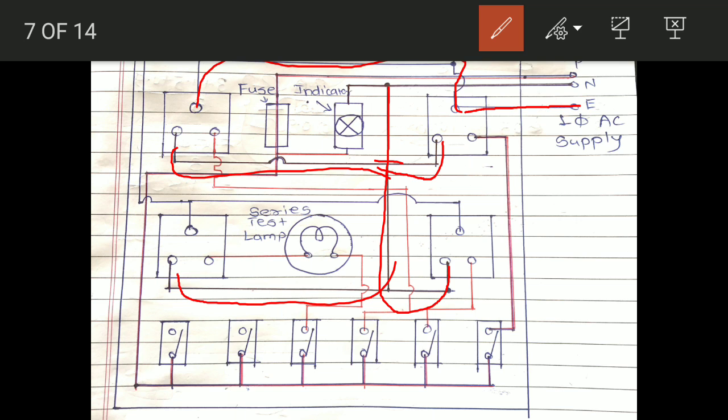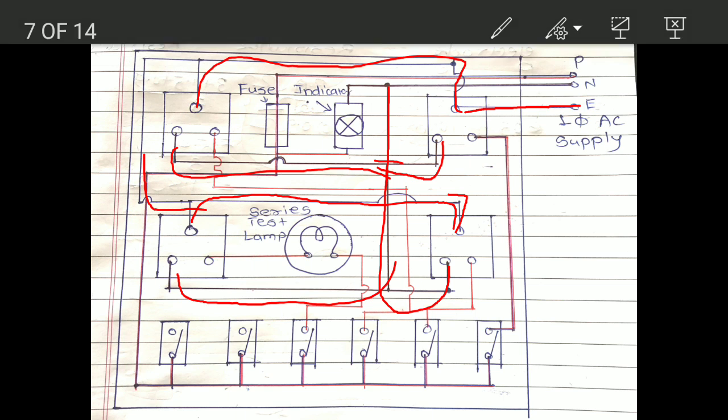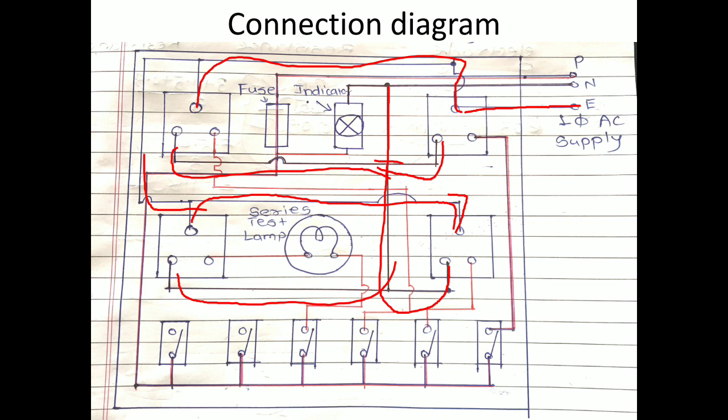Okay, then this earthing point is also connected in series with this, and this point is again connected here for the purpose of earthing. Okay, this is the simple connection diagram. Here the phase goes to all the switches, and then to all the points of the switchboard, including the lamp. Neutral goes directly to the indicator.